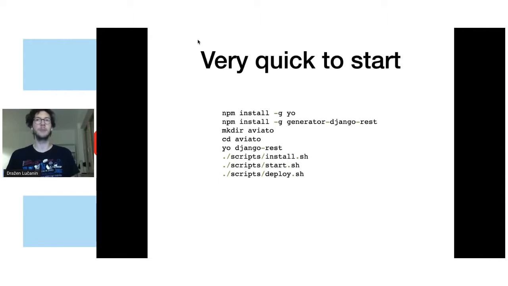So assuming you have a couple of basic dependencies installed, like Python, Node, you can install Yeoman, which is the framework I'm using for my generator. You can then install the specific generator called generator-django-rest, and then you can get started. So now I'm going to switch from my slides to the terminal because I have a demo to show.